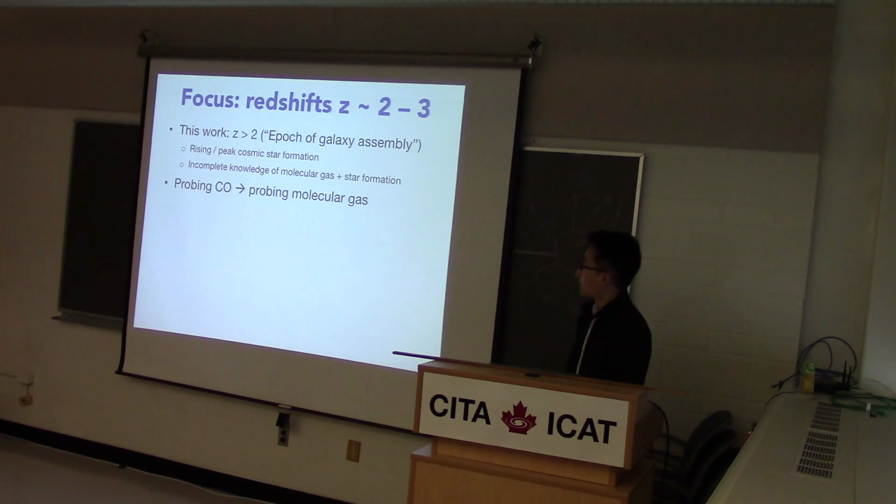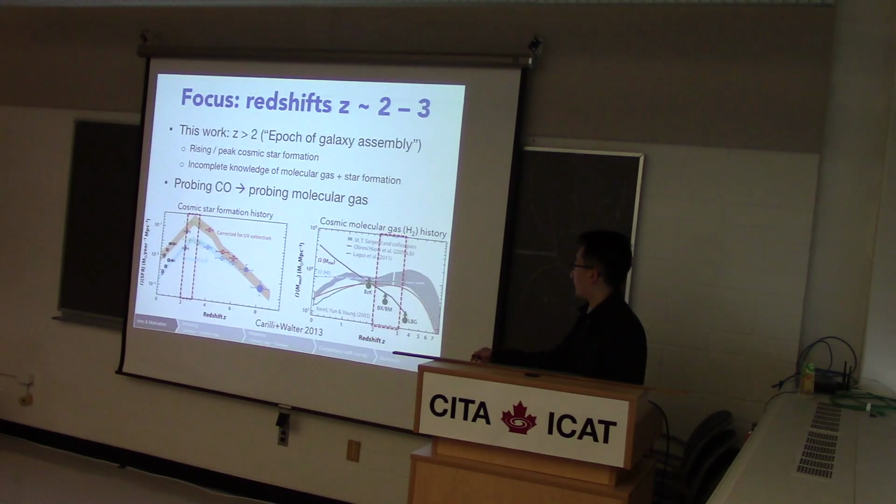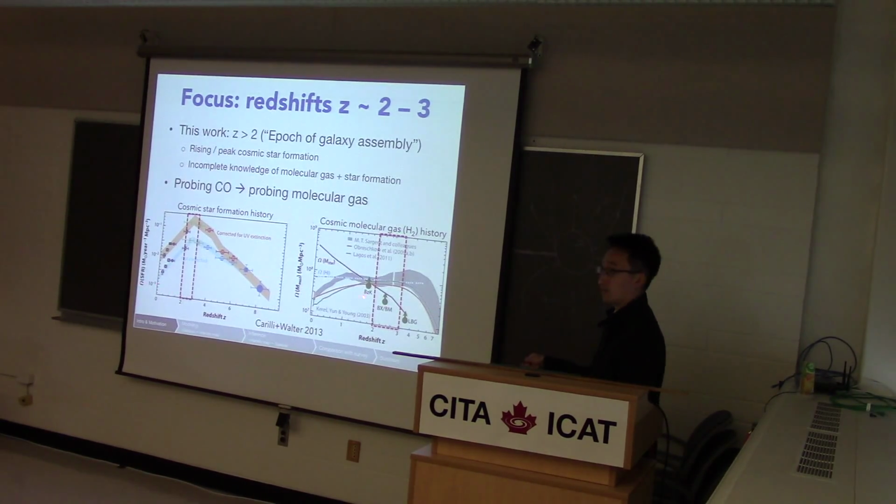The issue is we don't really have a great understanding of molecular gas and its relation to star formation in this era. And what I'm showing here are essentially star formation histories and molecular gas histories. So to the left is the present day. To the right is further back in time. On the left, I'm showing the cosmic star formation rate as a function of redshift. And you can see that as you go further and further back, you get this period of rising star formation. And the peak is really around here. And it's within this region that we're probing.